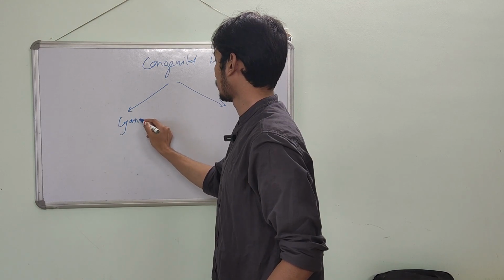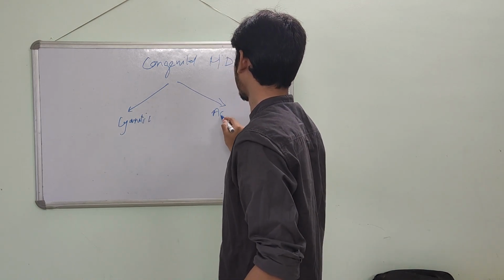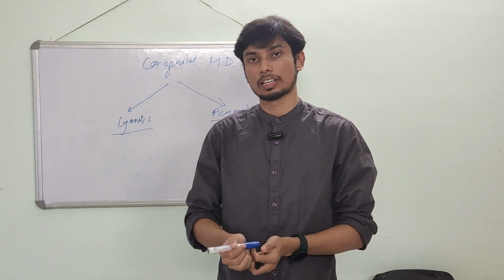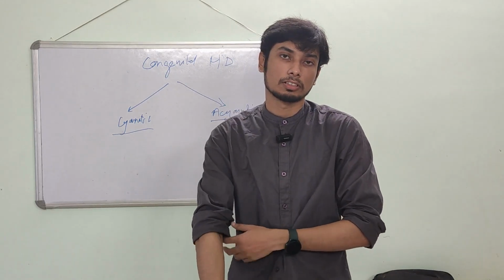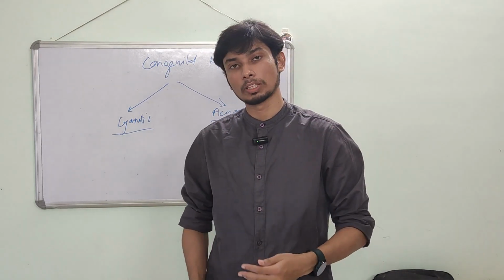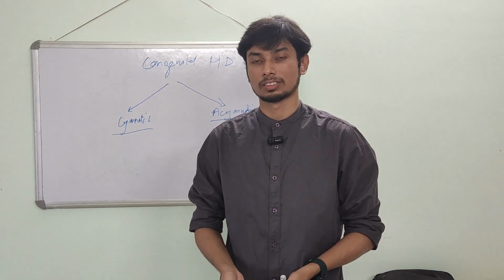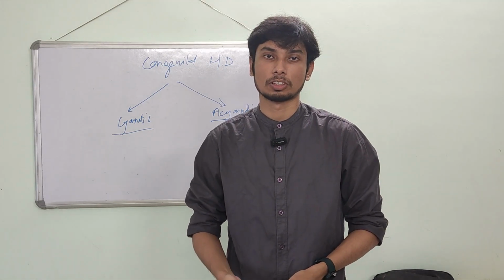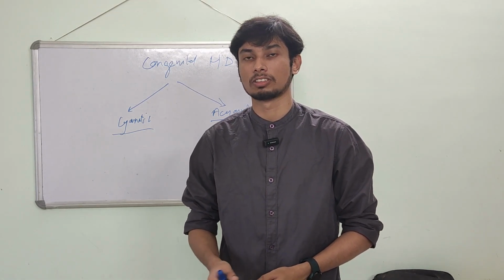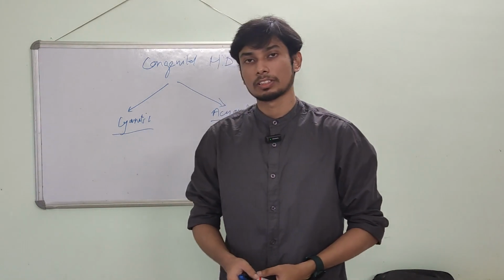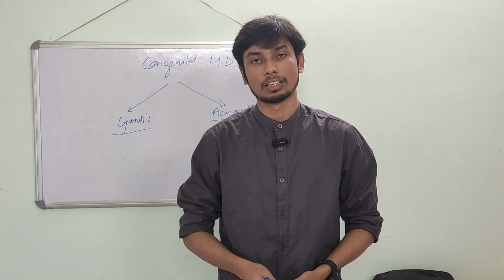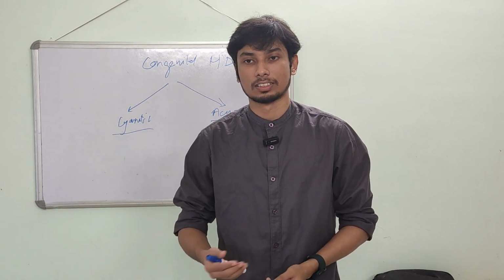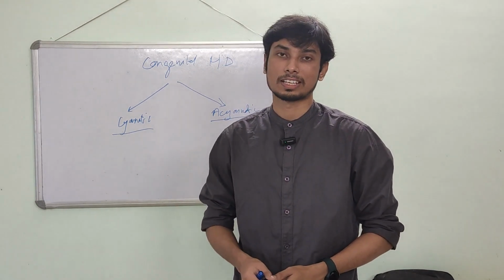Cyanotic and acyanotic. Cyanotic heart disease means cyanosis is present, and acyanotic means cyanosis is absent. So what do you mean by cyanosis? Cyanosis is bluish discoloration of skin and mucosa due to a high amount of deoxygenated blood or deoxygenated hemoglobin. The deoxygenated blood comes to the superficial capillaries, and the skin appears blue. This is called cyanosis.